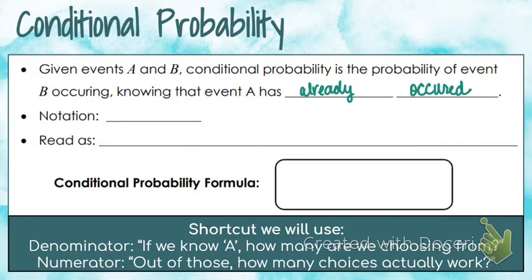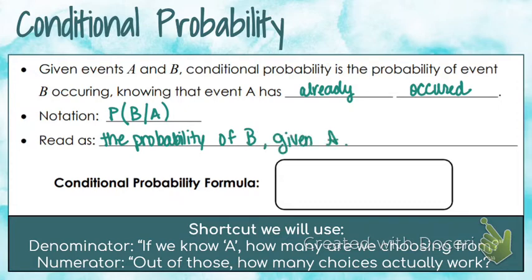All right, so the way that we note this, the notation is probability of B after A. Okay, so B slash A. That is read as the probability of B given A. So the probability that we draw a red marble given we've already drawn a blue marble. Something to that effect.